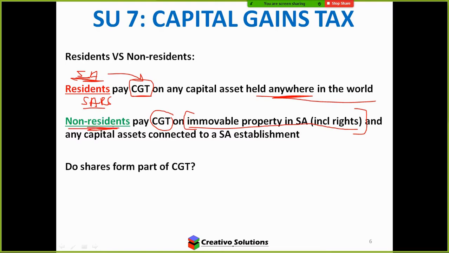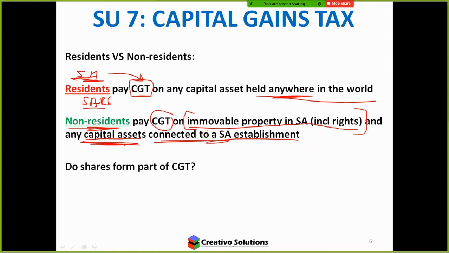So you can have a foreigner owning land or property in South Africa. That's possible, or any asset. It doesn't even have to be land. It could be a building. It could be machinery. It could be any capital asset. Any connection to a South African establishment, so it might even be business related.